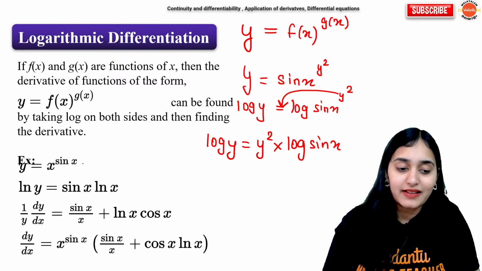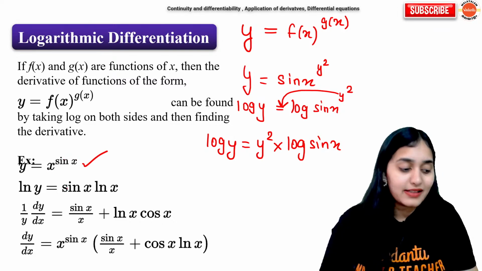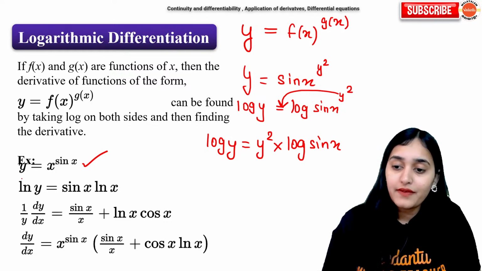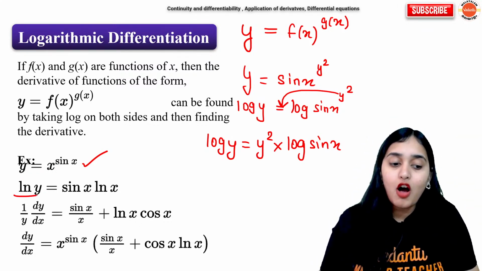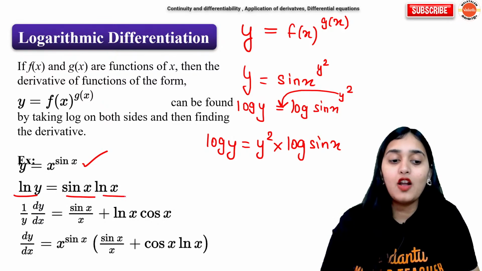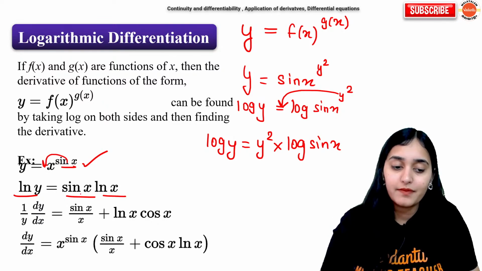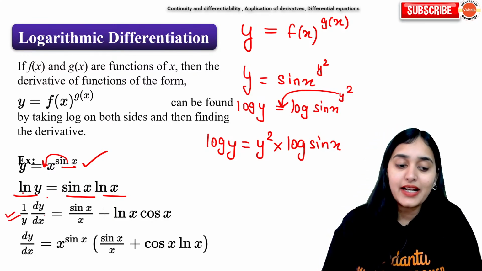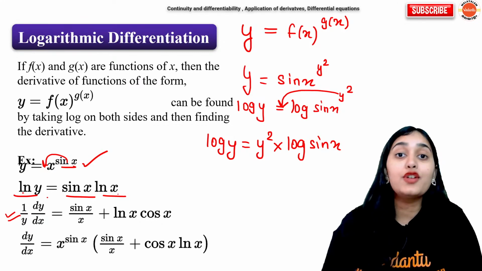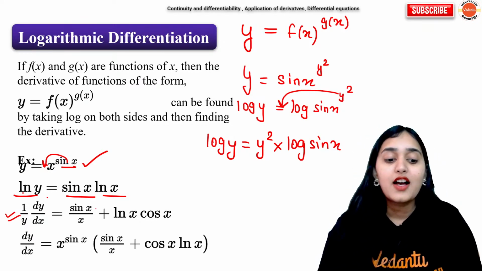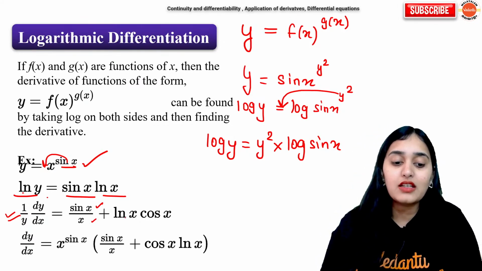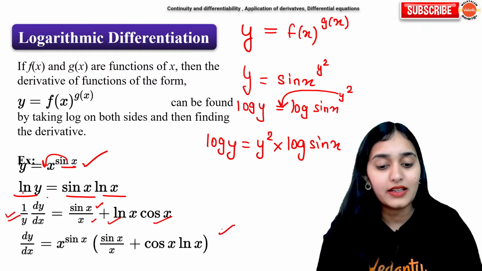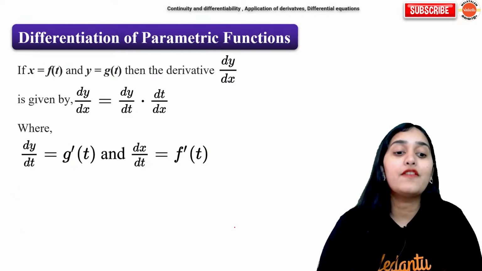Suppose you have an example here, y is x to the power sin x. What will we do? We will apply log on both sides. So log y is sin x log x. This sin x comes in front. Now you do the differentiation. Log y differentiation is 1 by y dy by dx. Sin x into log x is a product, so product rule: sin x into log x differentiation plus log x into sin x differentiation. Product rule applied, we got the answer. So this is logarithmic differentiation.